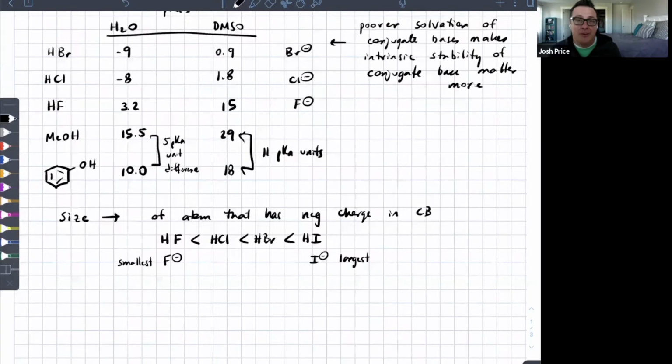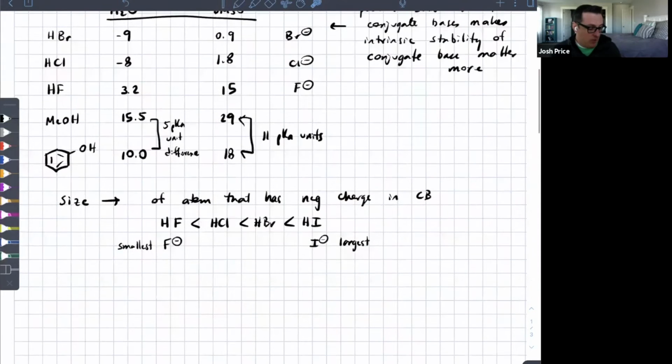And the reason that matters is because the negative charge on the conjugate base on the larger atom is spread out over a larger area of space. And we know from our discussions in chapter 1 and 14 that being spread out over a larger area of space is stabilizing, makes you lower in energy.